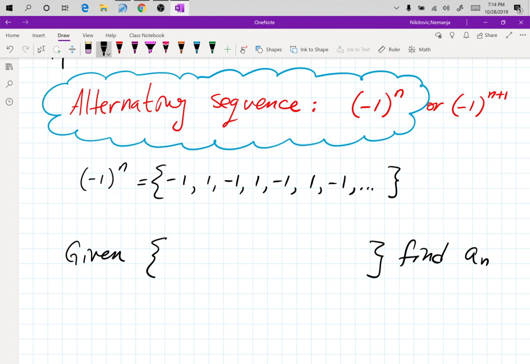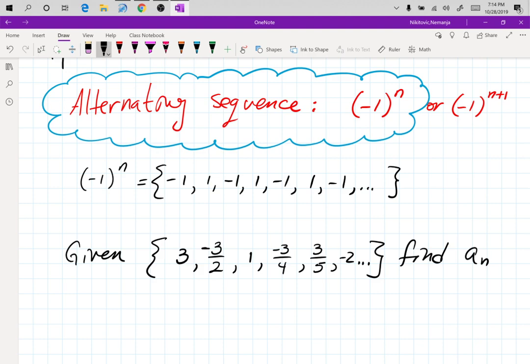Let's say you have 3, and then 3 halves, negative 3 halves. And then we're going to have positive 1. And then we're going to have negative 3 quarters. And then 3 fifths. And then negative 2.